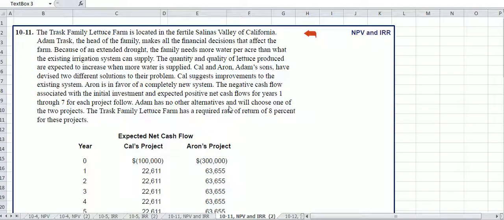Problem 1011 combines net present value with internal rate of return, so we're going to do both. You guys can read this fascinating scenario. I'm just going to skip down to the important part. We have two ideas for projects. One's Kyle's project and the other's Aaron's project.